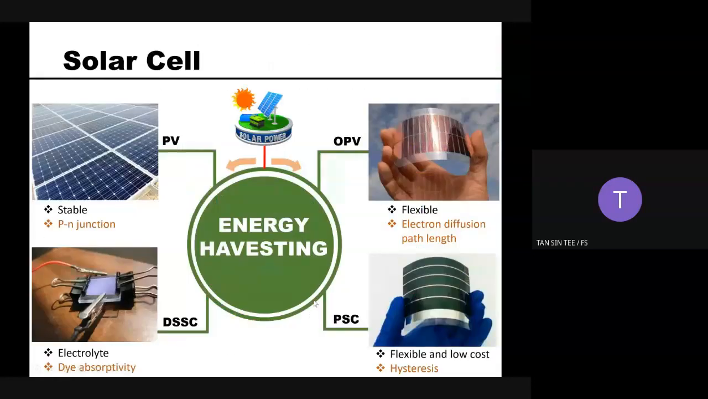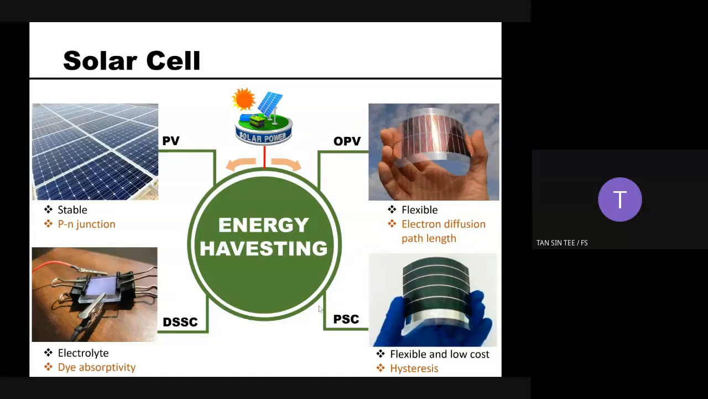The next application that I want to focus on today is the solar cell. Solar cells are quite important in recent years, because people are moving to green technology and trying to reduce fossil fuel burning, which causes pollution to the environment.